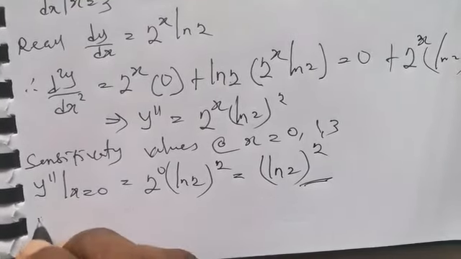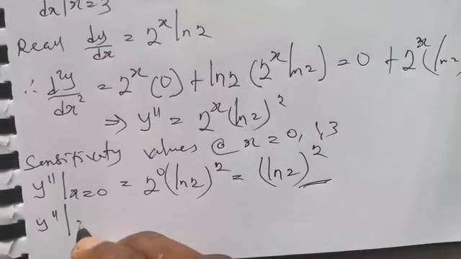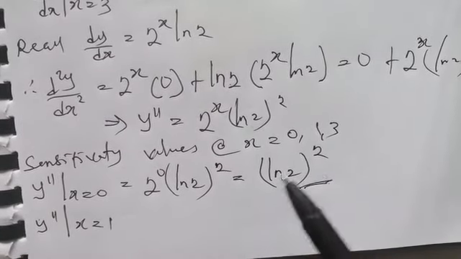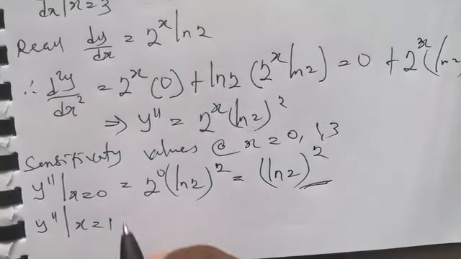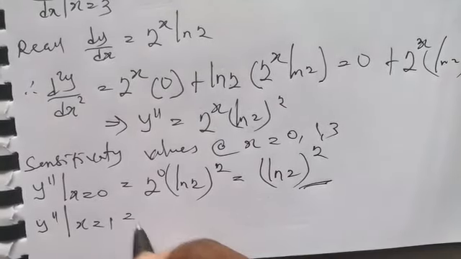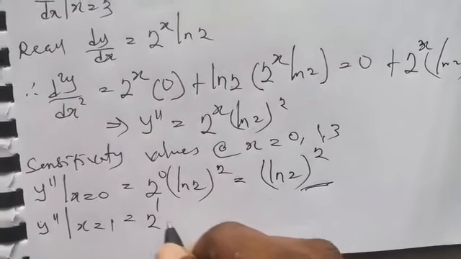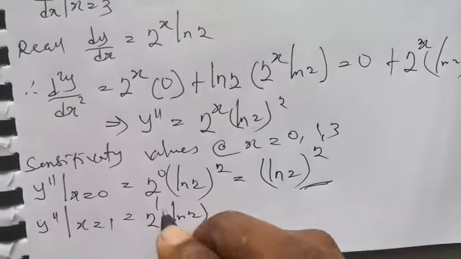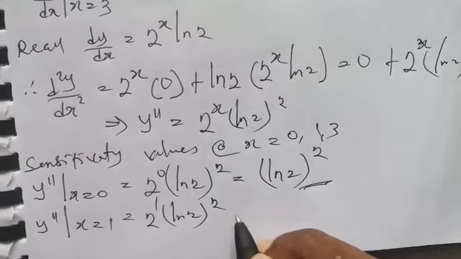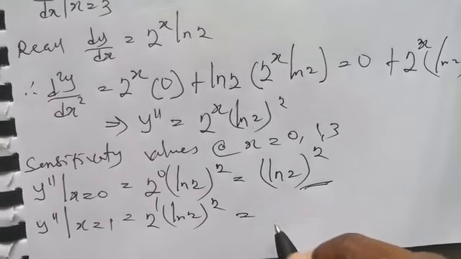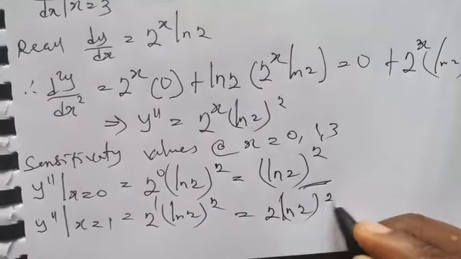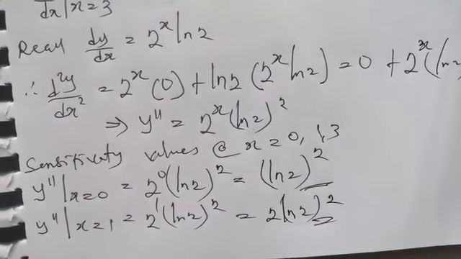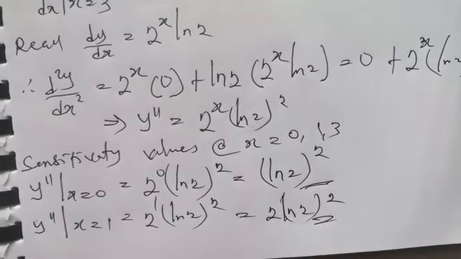Next, you find y prime prime at x equal to 1. So after 0, we find sensitivity at x equal to 1. This is going to be equal to 2 to the power of 1 multiplied by (ln 2) all to the power of 2. 2 to the power of 1 is 2, so I have 2 (ln 2) all squared. So I have this as my answer for that particular sensitivity value.